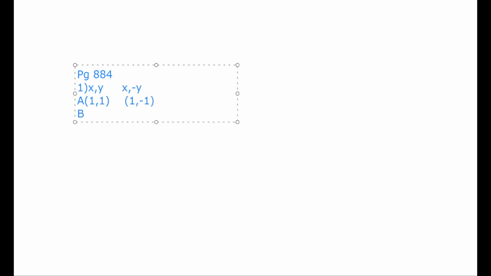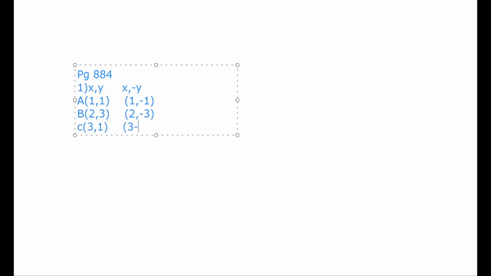Let's find B. If you look at your books, B is 2 and 3. So it's going to be 2 and negative 3. Okay, let's talk about C. Go back. C is 3 and 1, so it's going to be 3 and negative 1. He just wants the vertices. Very easy, right?